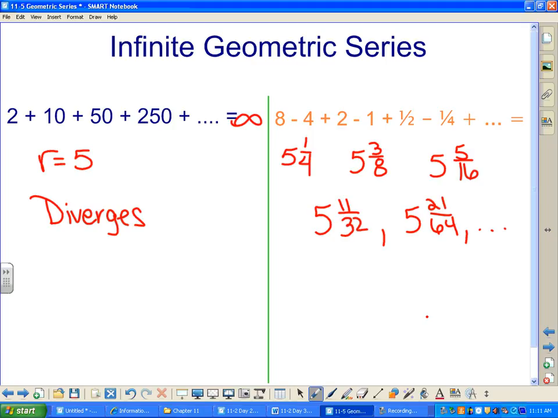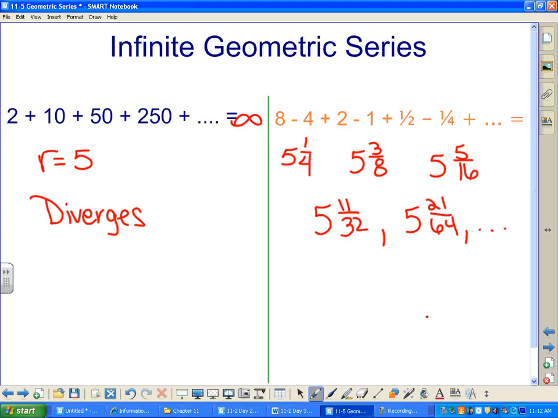What do you notice is happening with the sum? Is it diverging like it did in the last example? Is it getting larger and larger and larger? Yeah, it's staying right here around 5, and it looks like it's almost 5 1/3. It's pretty close to 5 1/3, isn't it? It looks like it's hanging right around 5 1/3.